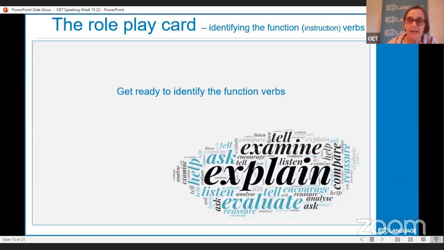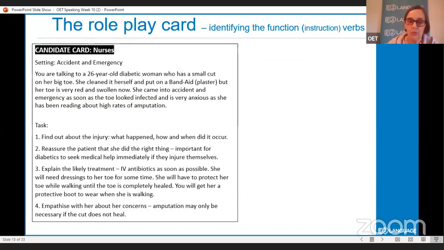Now, our next job is to identify the function words, which are the words that are going to give us our instructions of what to do during the role play. Oh, they shouldn't be coming up. They've come up today. Oh, that's not very clever. So, well, I don't need you to find them. They're there. Find out, reassure, explain, and empathize. Okay, that's a funny word. Sometimes it's emphasize, but this is empathize. So show empathy.